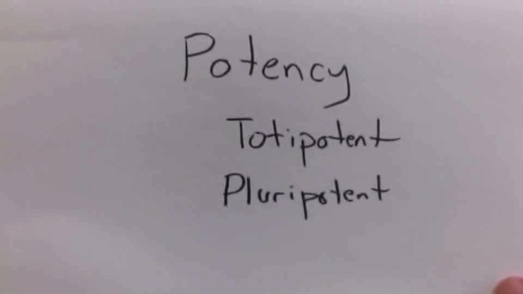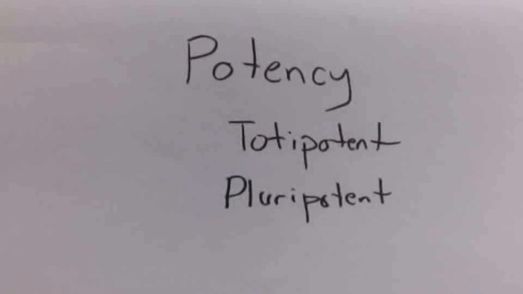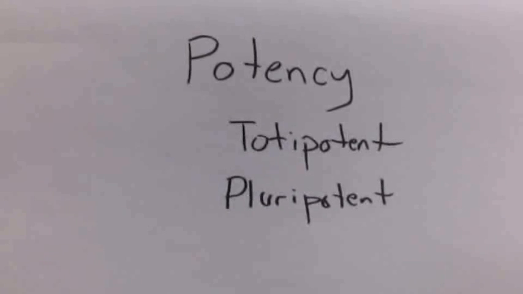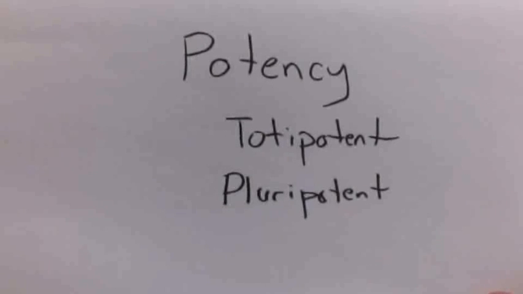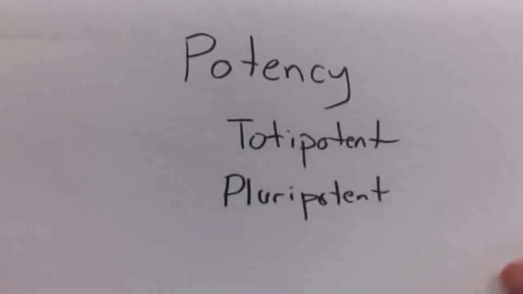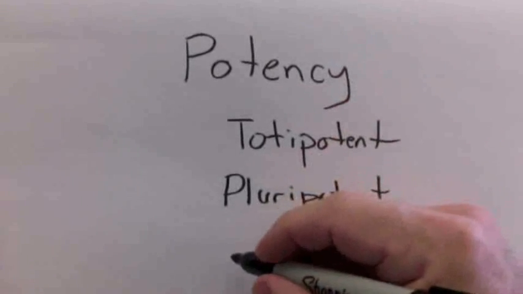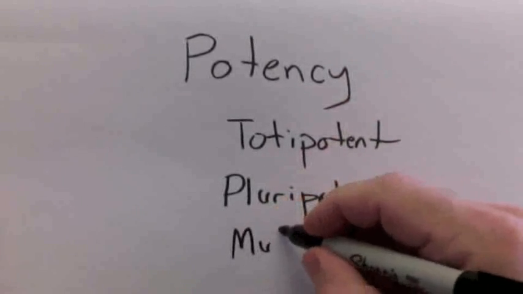So a totipotent stem cell can give rise to not only things in your body, but can also give rise to things like the placenta. You lose that ability to make a placenta very early, and so very quickly stem cells become pluripotent. Now, below pluripotent, we have stem cells that are multipotent.